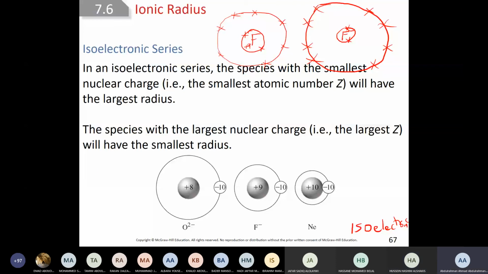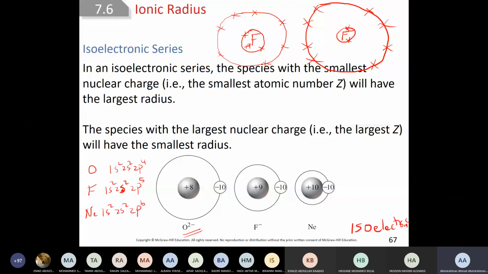What's the structure of oxygen? We remember oxygen is 1s2 2s2 2p4. And if you make it O2 minus, what will be the structure? 2p6, which would be Ne. Exactly. What's the structure of F? 1s2 2s2 2p5. What's the electronic structure for F minus? It will be neon. And neon is 1s2 2s2 2p6.